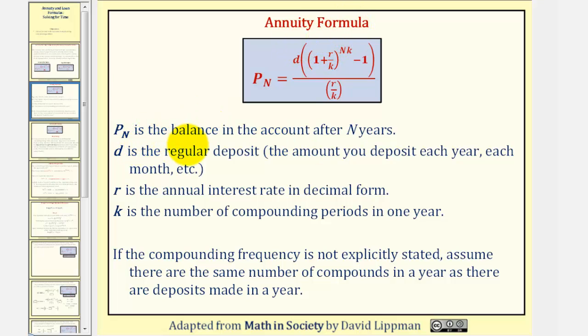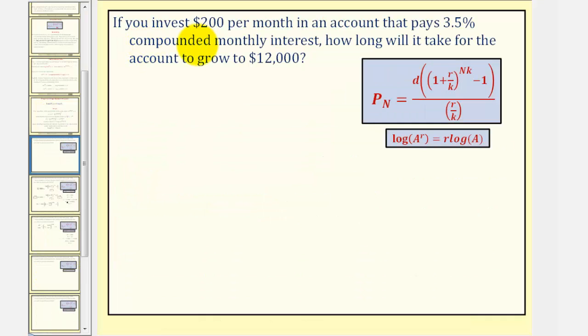Let's begin by reviewing what the variables represent in the annuity formula. P sub n is the balance in the account after n years. D is the regular deposit, or deposit every time period. R is the annual interest rate as a decimal, and K is the number of compounding periods in 1 year. Let's take a look at our example. If you invest $200 per month in an account that pays 3.5% compounded monthly interest, how long will it take for the account to grow to $12,000?